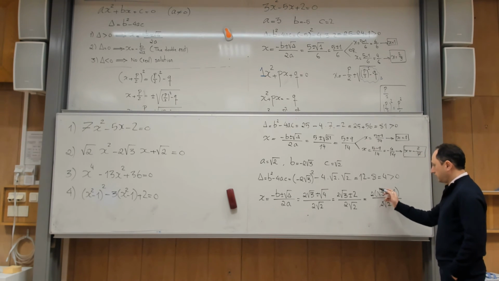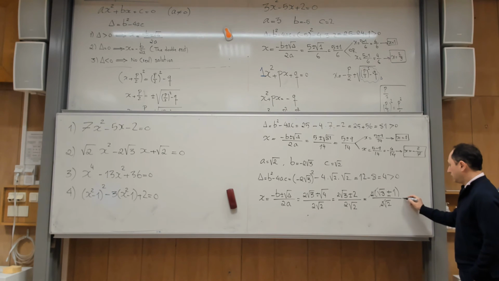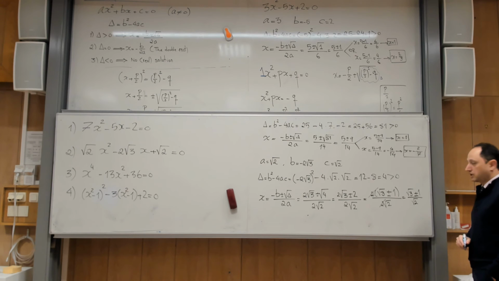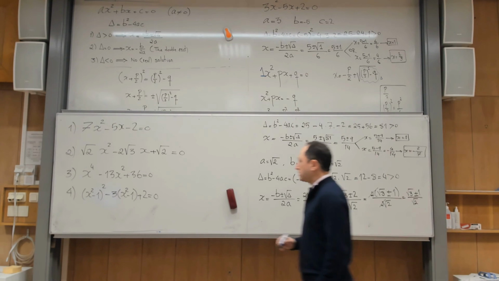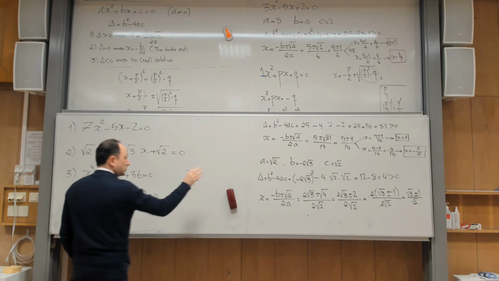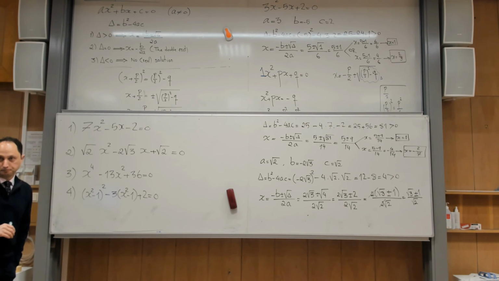So then this 2 and that 2 are now simplified. What I get are 2 answers. Square root of 3 plus 1 divided by square root of 2. And the other one is the same with negative sign in between. So this would be the answer to this problem. So the roots of this equation are those numbers that you see here.